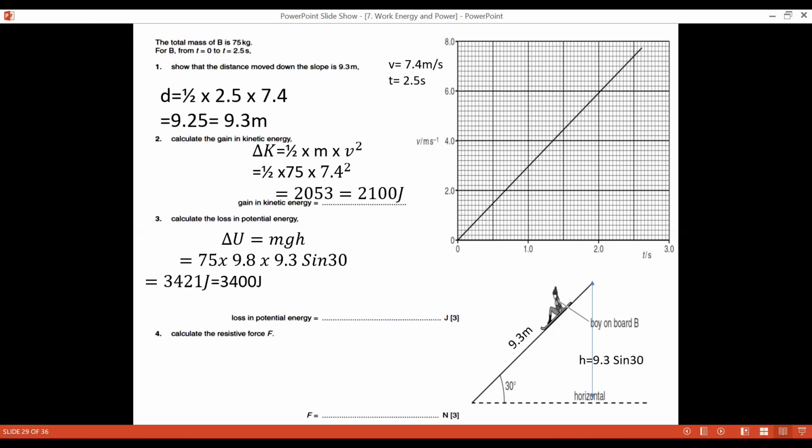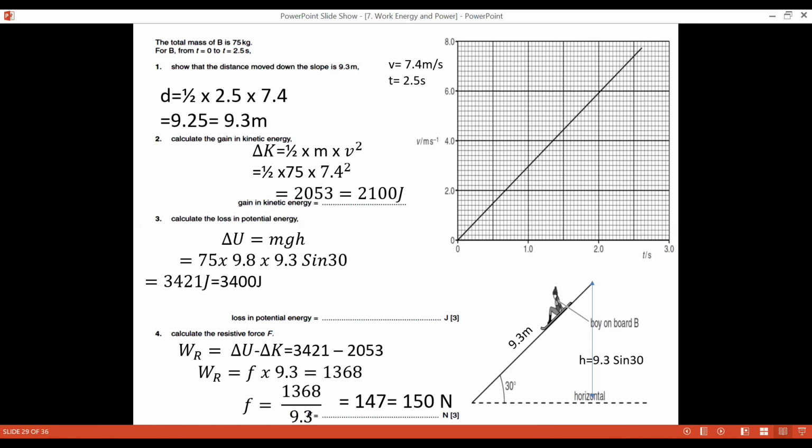Gain in kinetic energy is less, loss in potential energy is greater. The difference will be the work done against the resistive force, and that is F into d. Distance is 9.3. Using this, you can find the value of the resistive force. It comes out to be 150 in this case.